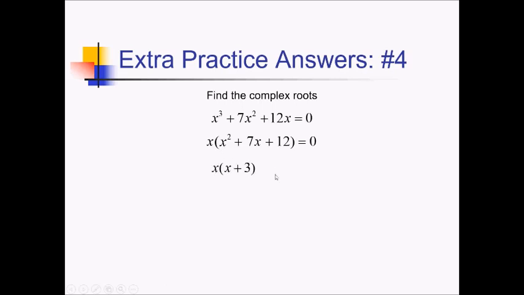So I can bring down that x, and then I'll have x plus 3 times x plus 4. Setting each of these equal to 0 and solving, we have x equals 0 for that first x factor. And then for this middle factor, x must be negative 3. And for this last one, we have x equals negative 4.